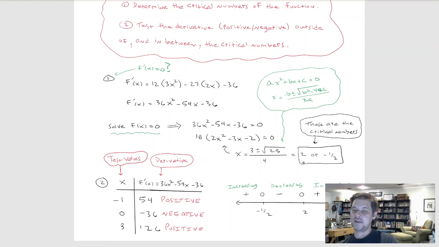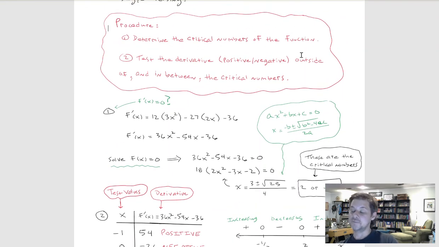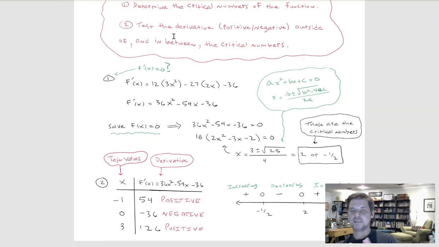Now, nonetheless, I have my critical numbers. So step 1 is complete: determine the critical numbers for the function, okay? What did it say to do next? Test the derivative for positive and negative values outside of and in between the critical numbers. Now, can you see why that is?